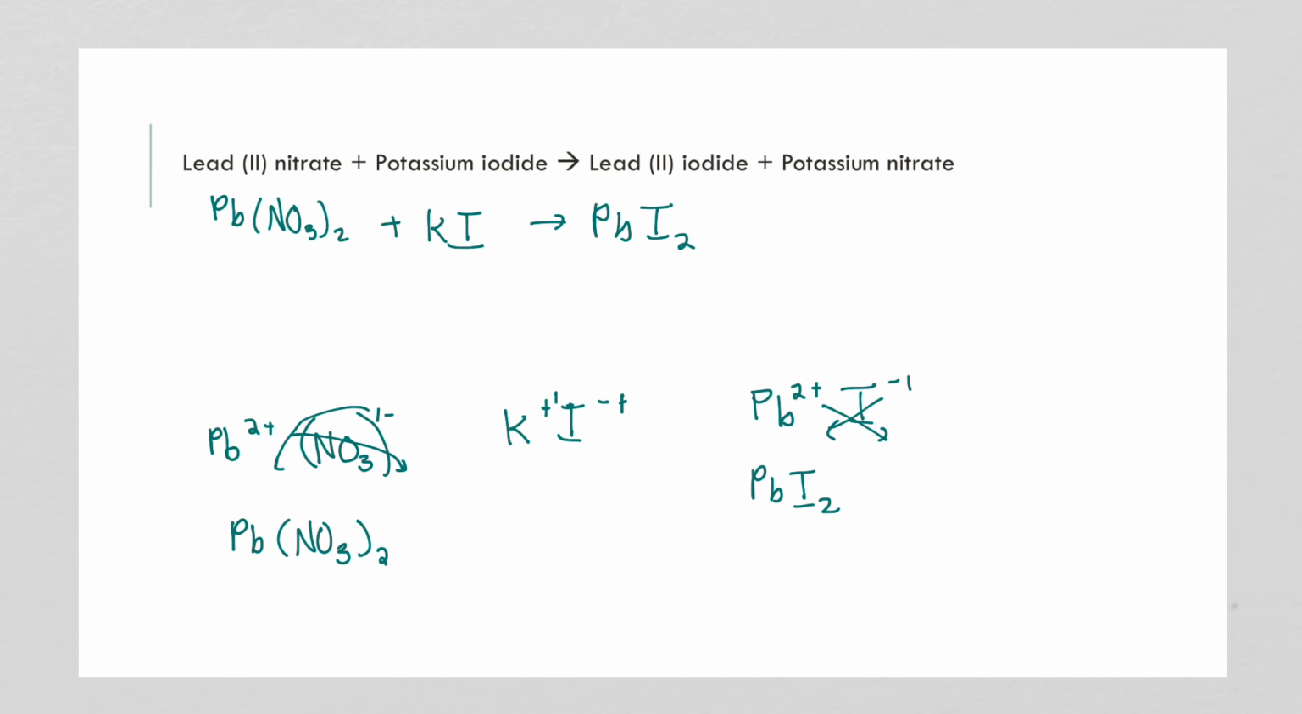And then potassium nitrate. Potassium has a charge of 1. Nitrate, also a charge of -1. So this is just going to be KNO3. So there's our skeleton equation.